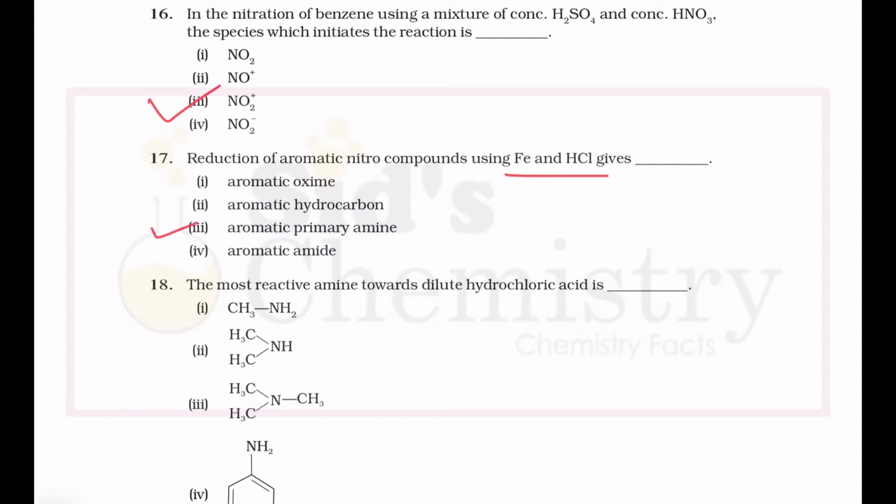Now coming to question number 18. The most reactive amine towards dilute hydrochloric acid is. Out of the given options, we have to select the option which is the most basic compound.